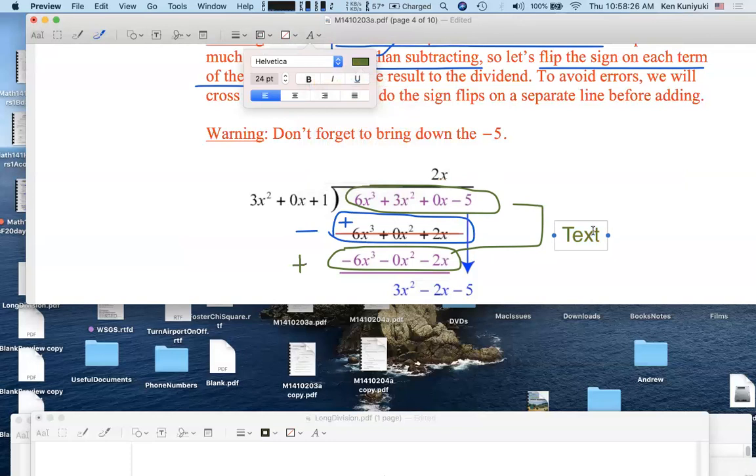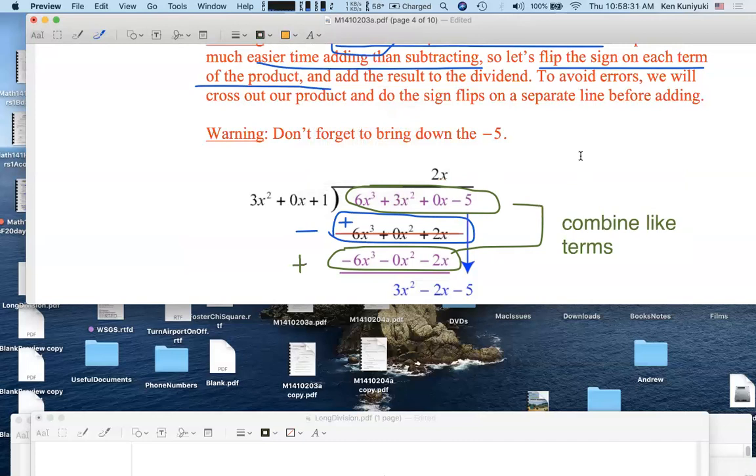And that's a lot easier to do than subtracting. Combine like terms. Again, you're much better at adding than subtracting. When you're adding, you're basically combining like terms. All right, 6x cubed and negative 6x cubed, bye-bye. Your result is 0. That was the whole point, right? 6x cubed divided by 3x squared was 2x, okay? And because of all that, we end up with a 0 over here.